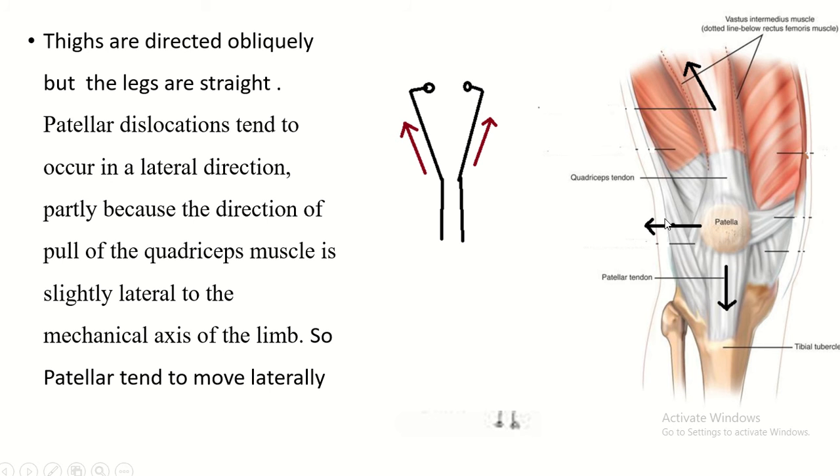The thigh is directed obliquely but the legs are straight, and patellar dislocation tends to occur in the lateral direction, partly because the direction of the pull of the quadriceps muscles is slightly lateral to the mechanical axis of the limb. So the patella tends to move laterally.